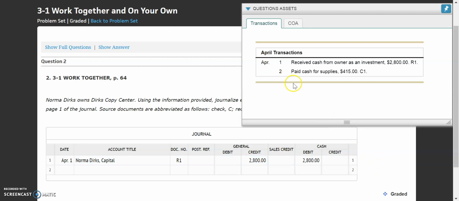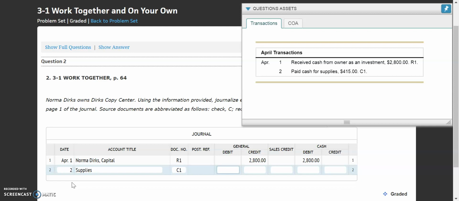Our second transaction is on April 2nd. It says we paid cash for supplies of $415, check number 1. So we come down here, because it is the second line, we don't need to include the month. So we only include the day, which is the 2nd. Our account title is going to be supplies. Document number is C1 for check 1.